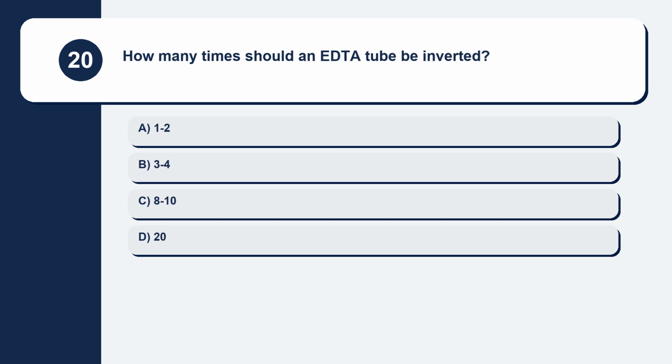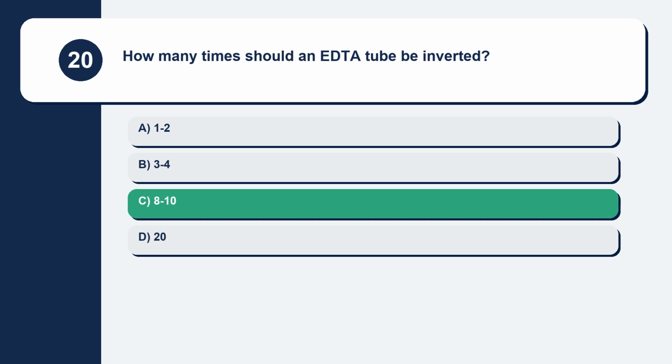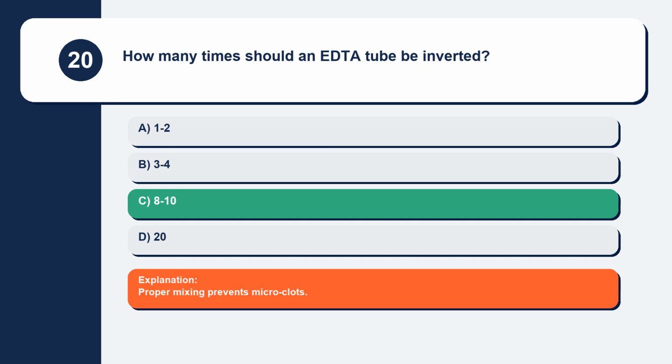Question 20. How many times should an EDTA tube be inverted? 1-2, 3-4, 8-10, 20. Proper mixing prevents microclots.